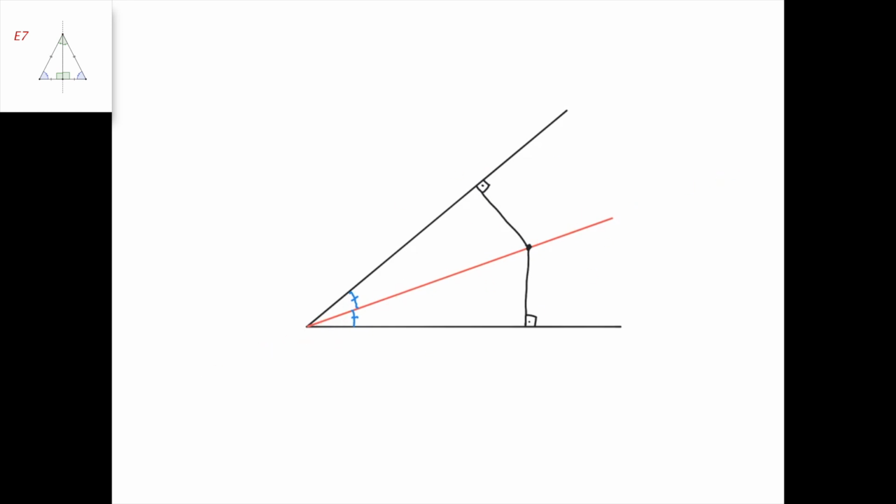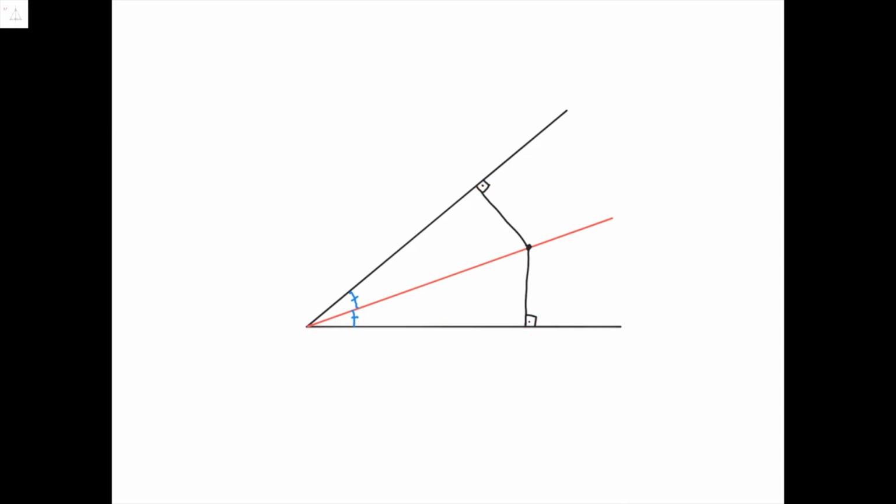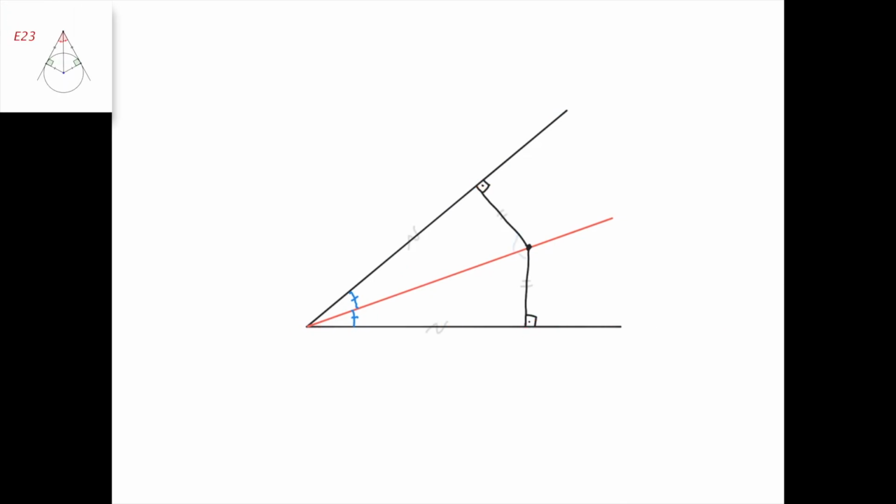angle bisector. This point is symmetric to this point, and so on. In any case, we know the following properties. The length of the perpendicular equals the length of the other perpendicular, this length equals this length, and this angle equals this angle. Now we know that we can draw a circle that touches this line here and this line here and has center this point.